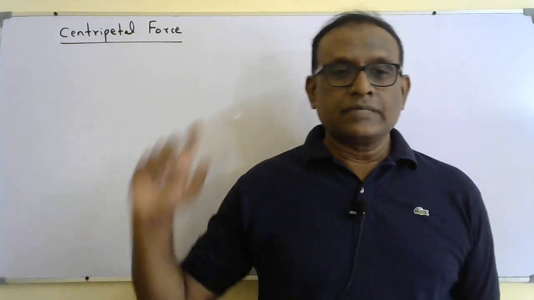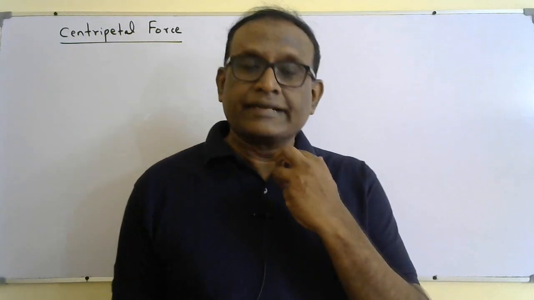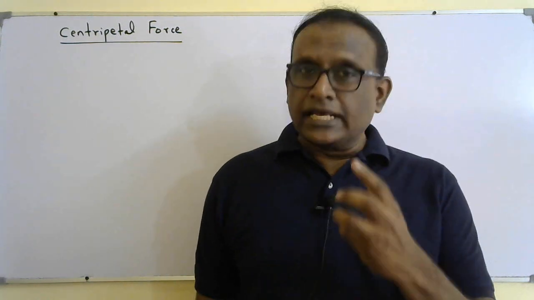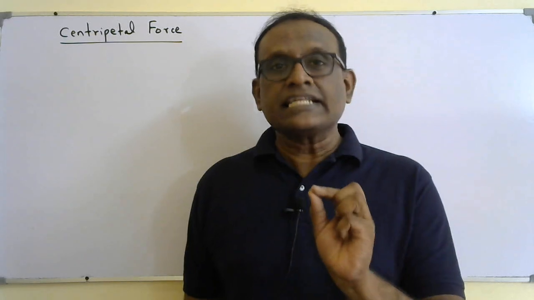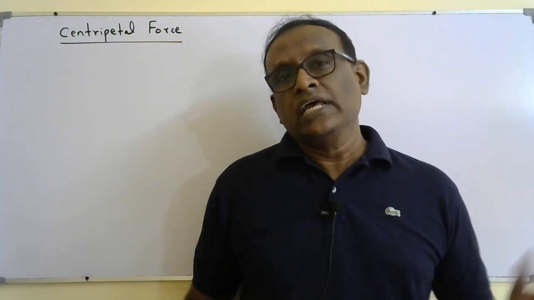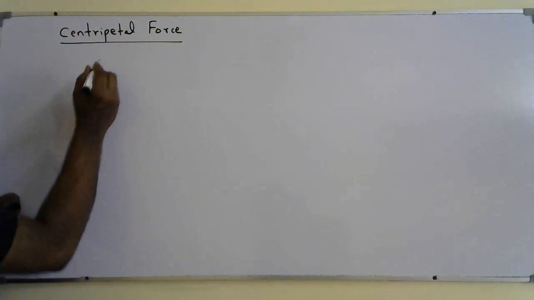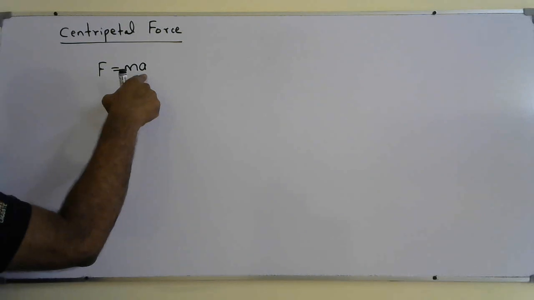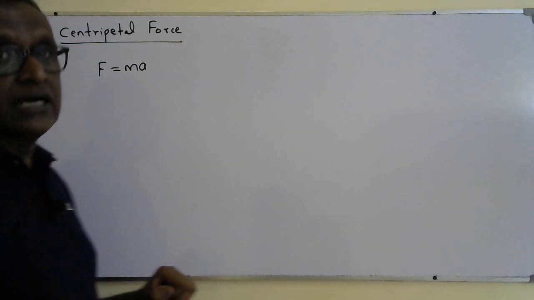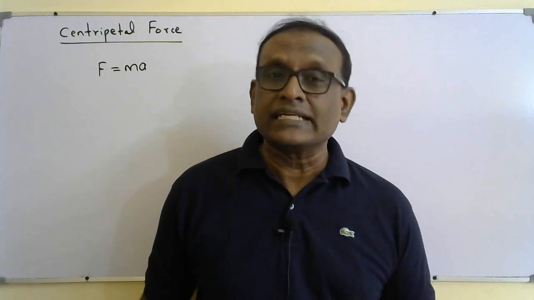Okay, so next thing is about centripetal force. Just now we came across centripetal acceleration. So there must be an acceleration towards the center at any instant during the circular motion. If there is an acceleration towards the center at any instant, according to Newton's second law, F equals ma, there must be a resultant force towards the center, which is called centripetal force.